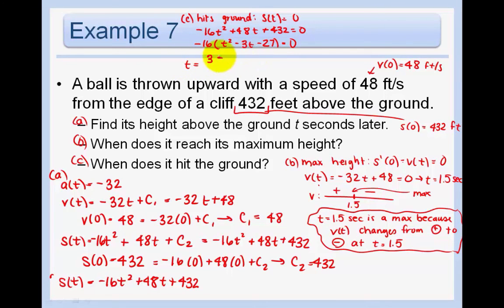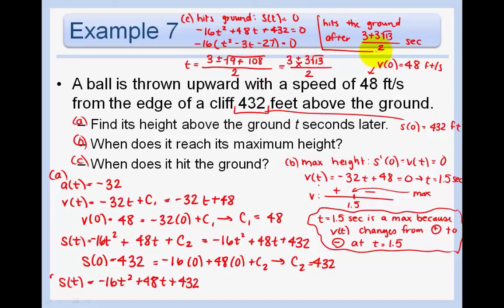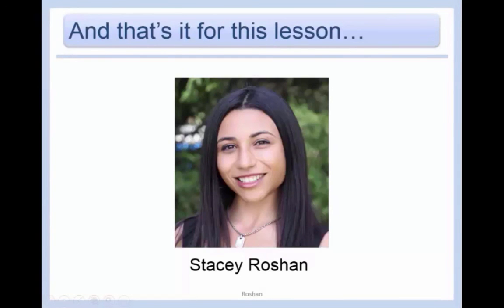Minus b plus or minus the square root of b squared minus 4ac, all over 2a. And of course my time can't be negative, and 3 minus 3 root 13 would have been negative, so we have to cross that one out. So it hits the ground after 3 plus 3 root 13 over 2 seconds. And that's it for this lesson.